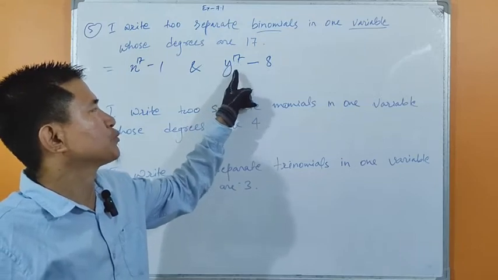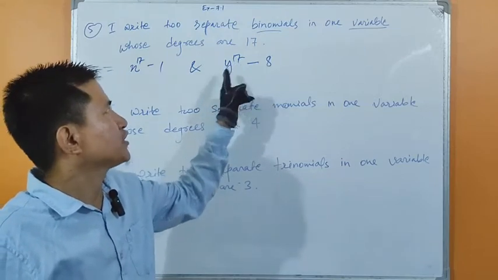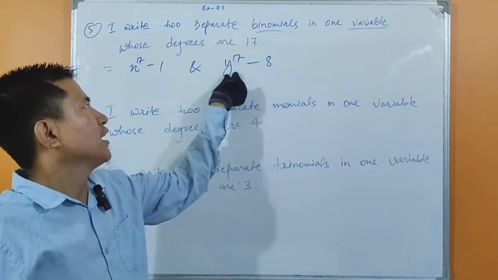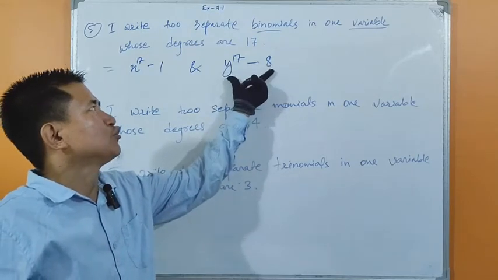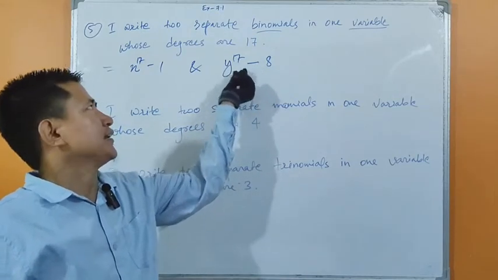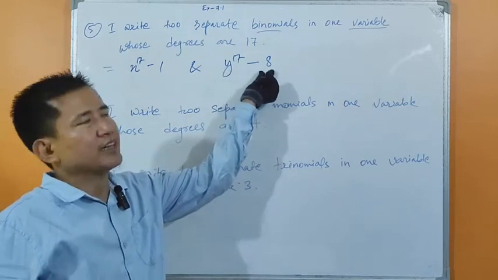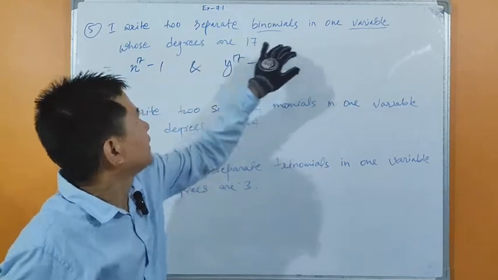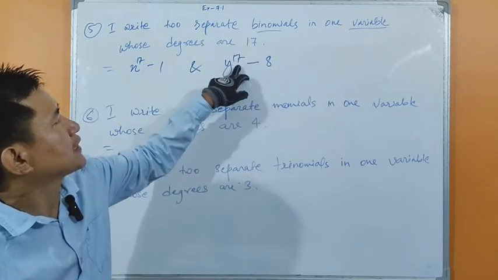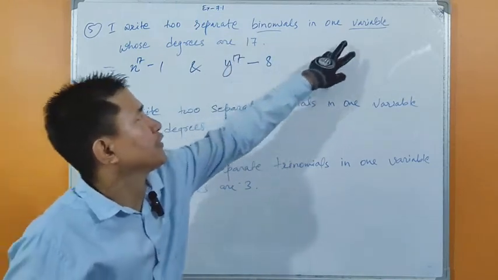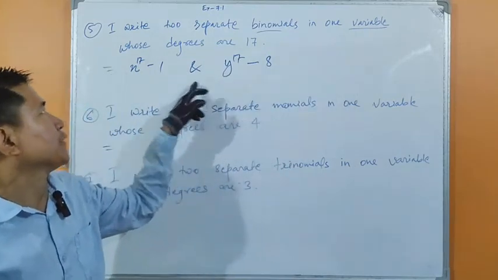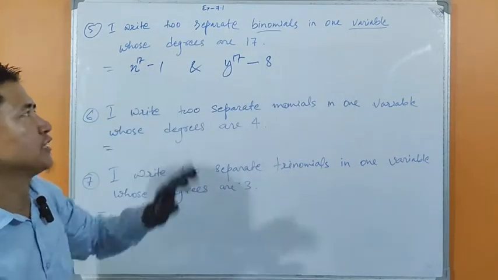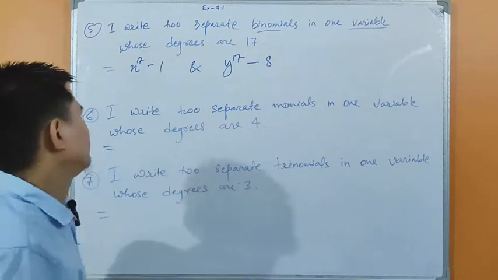So the degree of this polynomial is 17 and this is a binomial because this polynomial has only two terms separated by a minus sign. This is one term and this is another term. Two terms means binomial and degree is 17. Degree is 17 and the variable is 1. Y is the variable. Here the variable is 1. X is the variable. Okay, you can write as you wish.